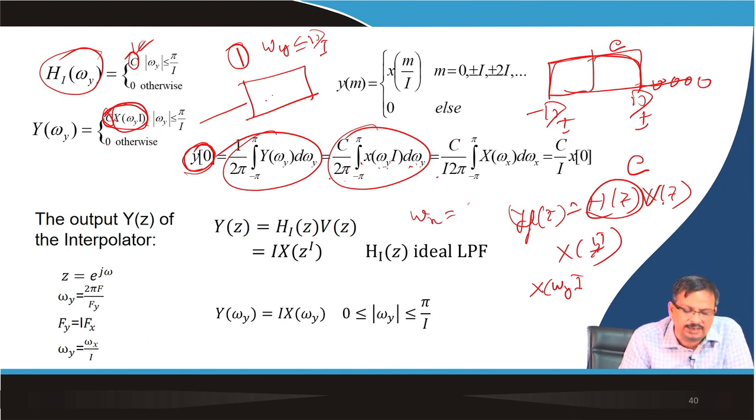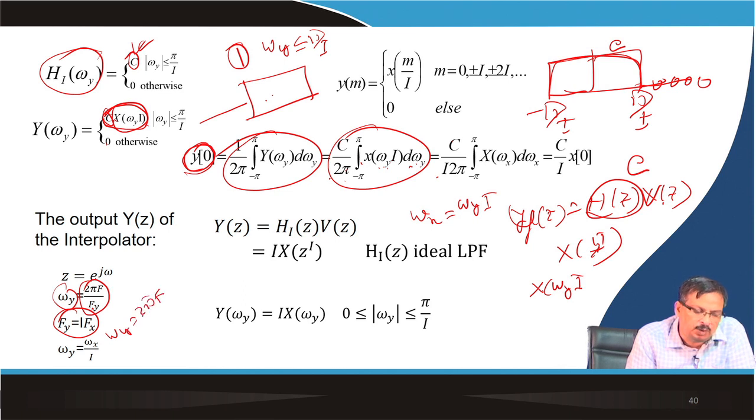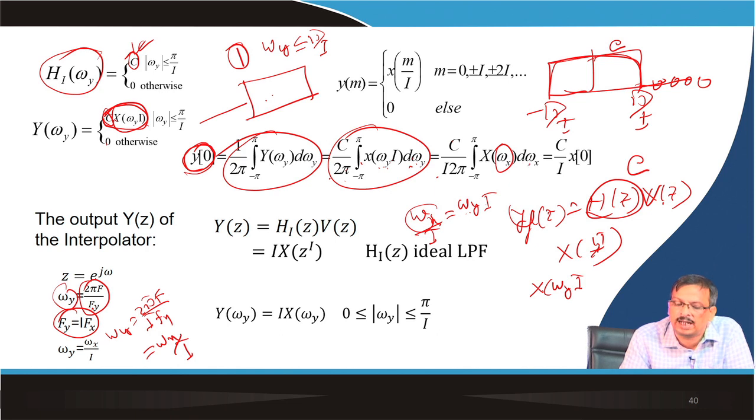So omega x is equal to omega y into I, because you know omega y is equal to 2 pi f by fy. Fy is equal to I into fx. So I know omega y is equal to 2 pi f by I into fx. So it is nothing but omega x by I. So I know omega y into I equals omega x, and omega y into I, that means divided by I. So omega x divided by I will become here. So it is C by I times x of 0.